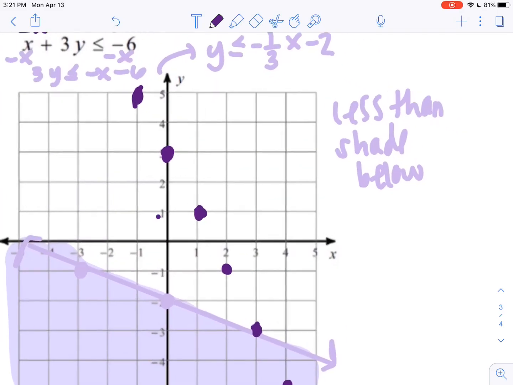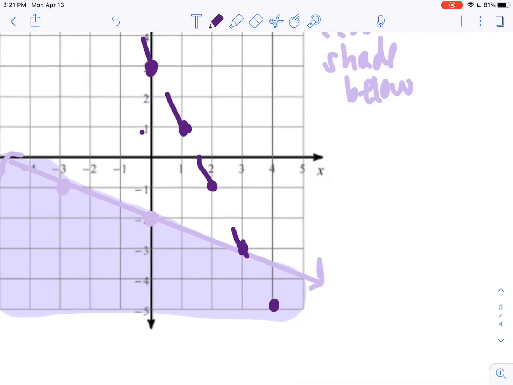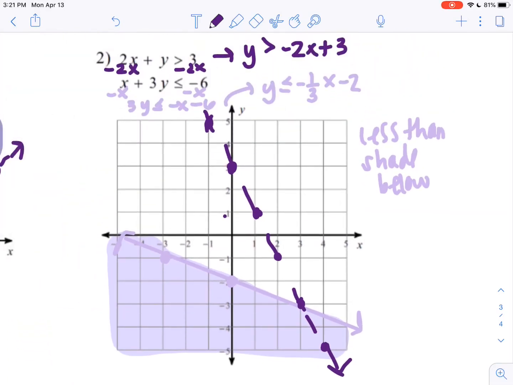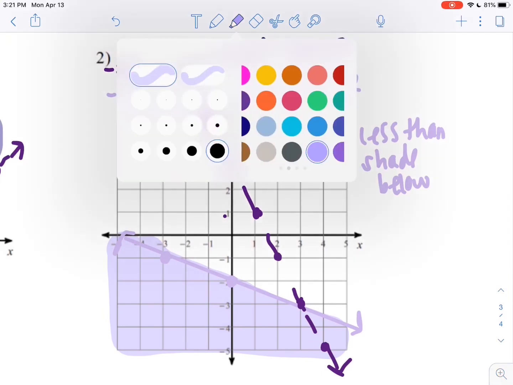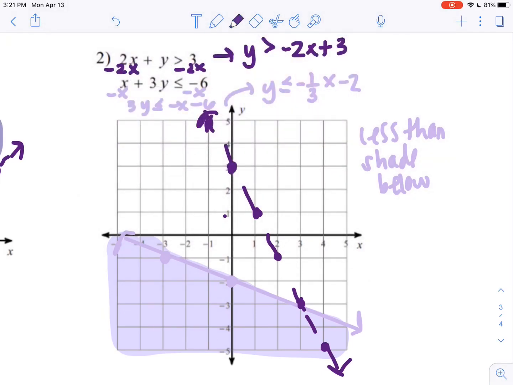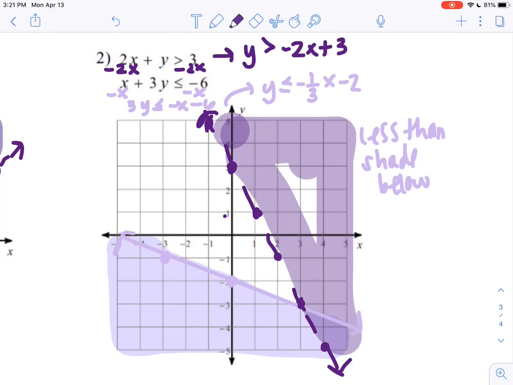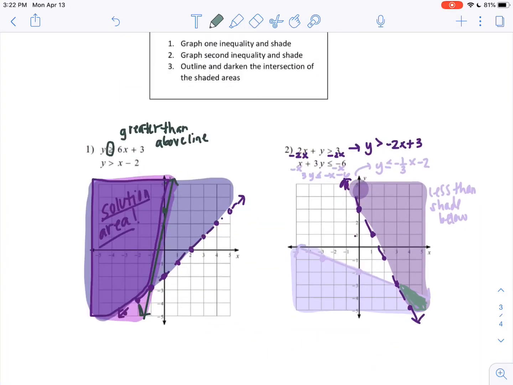This one does not have a line underneath, so this is a dashed line. And then it is greater than, so I'm going to shade above the line. And I see that they're overlapping in this area down here. So this area is my solution area. Okay.